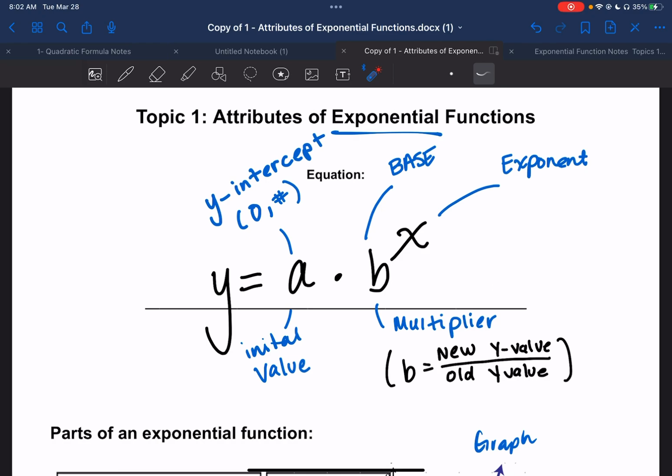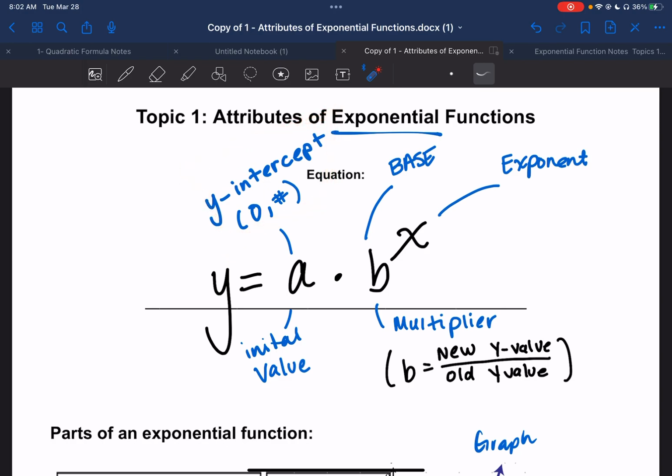All right, so a, what does a stand for? A is going to be your initial value, right? So a is your initial value, and then b is your base. And then how do we find a and how do we find b? So this is how we know what a is.